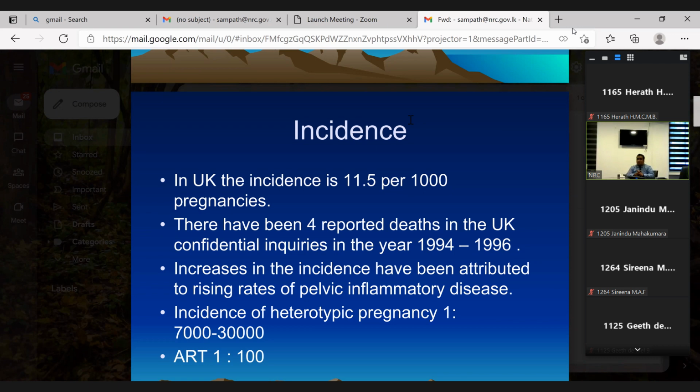So these girls, without knowing they are pregnant, keep on continuing with their life. One night she sleeps and the ectopic ruptures, and they never wake up. The post-mortem reveals that it's a ruptured ectopic pregnancy. There have been reported cases of death in bed in the UK confidential inquiries. In Sri Lanka, we still don't experience it that much.